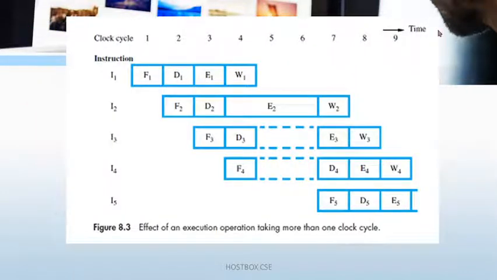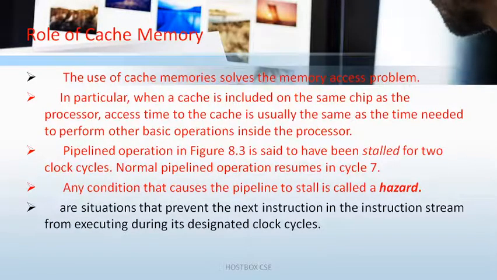This is a diagram with clock cycles and instructions 1, 2, 3. This is the pipeline performance where the effect of an execution operation takes more than one clock cycle. Is it possible? Say I1, I plus 1, I plus 2 and so on. Here we have fetch F1, D1, E1, W1, then F2, the instruction stages simultaneously, in parallel. So the pipeline operation is said to have stalled for 2 clock cycles. Normal pipeline operation resumes in cycle 7.